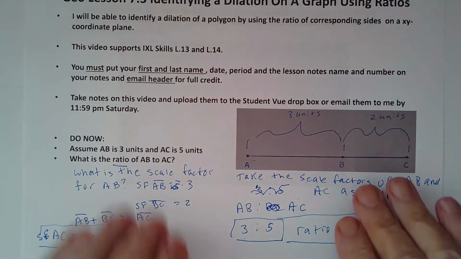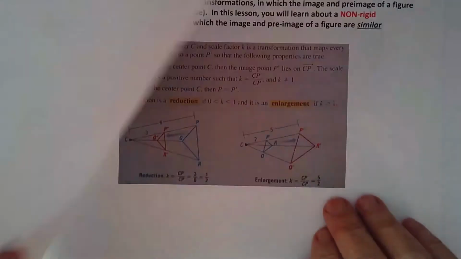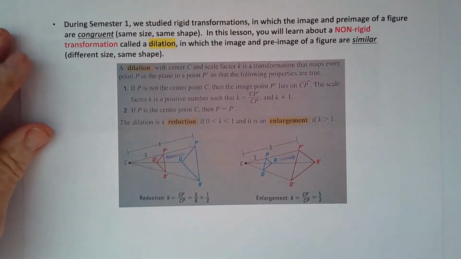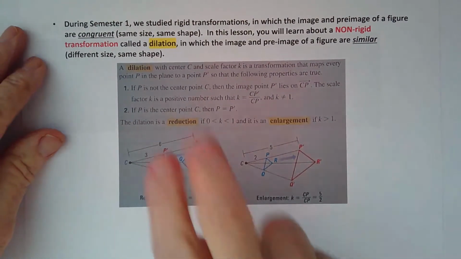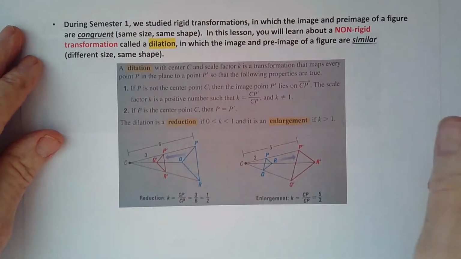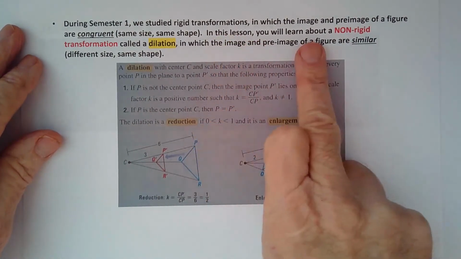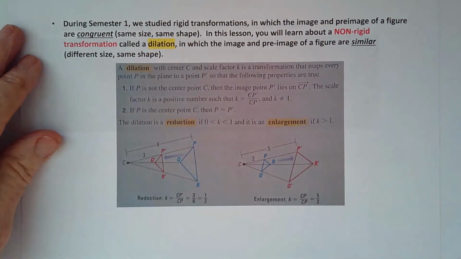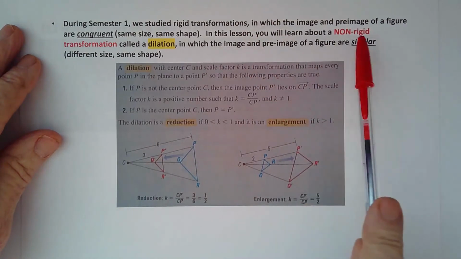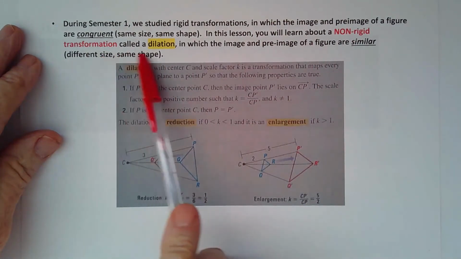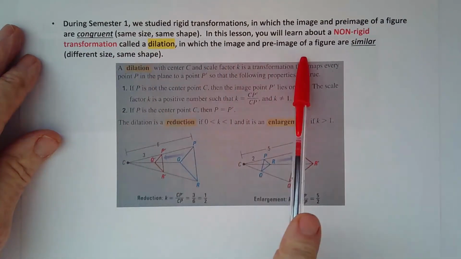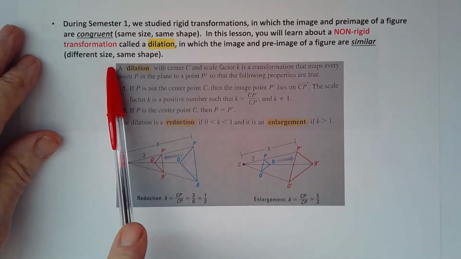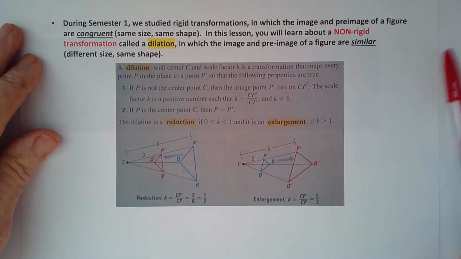Okay, so let's go on and let's first look at some definitions, and then we're going to do an example. During semester 1, we studied rigid transformations. Remember those? The image and the pre-image of a figure were congruent. In other words, they had the same size and the same shape. And in this lesson, you're going to learn about a non-rigid transformation called a dilation, in which the image and the pre-image of a figure are similar. That means they have a different size, but the same shape. That's the key criterion there.